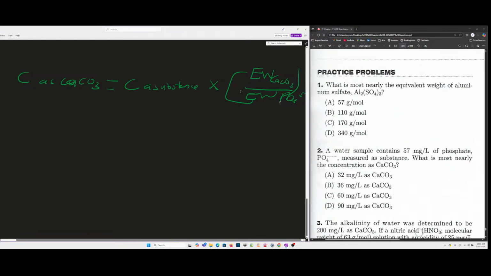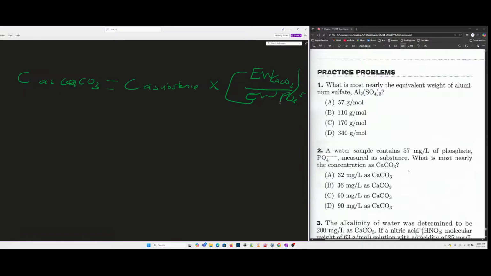because we are looking for the concentration of CaCO3, okay, and we're going to find what's the concentration of C in substance, because they say a water sample contains 57 milligrams per liter. So the concentration of C, the substance, contains 57 milligrams of phosphate. So the concentration of phosphate, which we're using as C right now, in the substance is 57. So we're looking for the concentration of CaCO3.